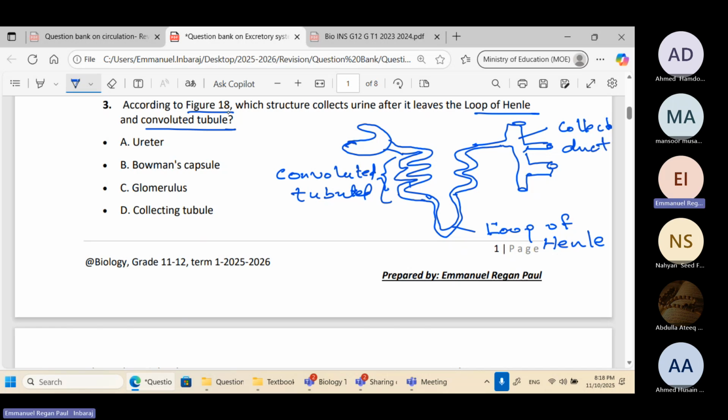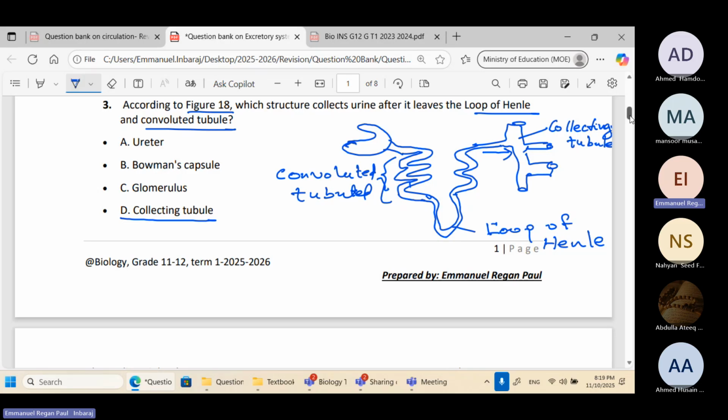The collecting duct. So they're asking you which structure collects urine after it leaves the loop of Henle. So after the loop of Henle, which one will collect the urine? What's the answer? The collecting tubule. Okay, let's name this as collecting tubule. Let's not go for duct. So the answer is collecting tubule.